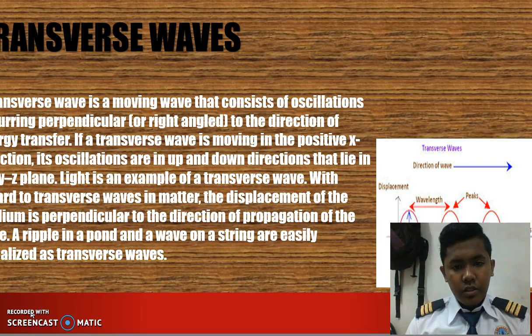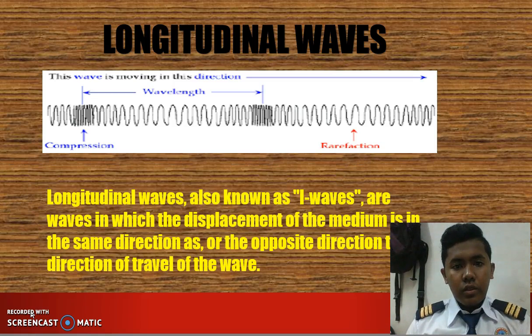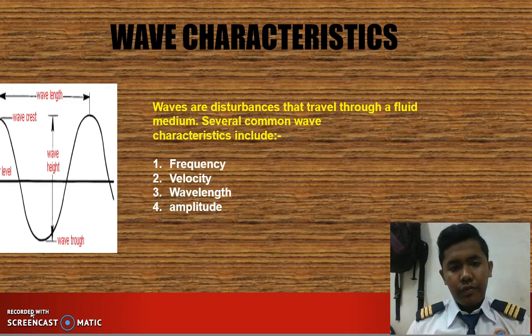A light example is the transverse wave. With regard to transverse waves in matter, the displacement of the medium is perpendicular to the direction of propagation of the wave. A ripple in a pond and a wave on a string are easily visualized as transverse waves. Longitudinal wave. A longitudinal wave, also known as a compression wave, is a wave in which the displacement of the medium is in the same direction as, or the opposite direction to, the direction of travel of the wave.